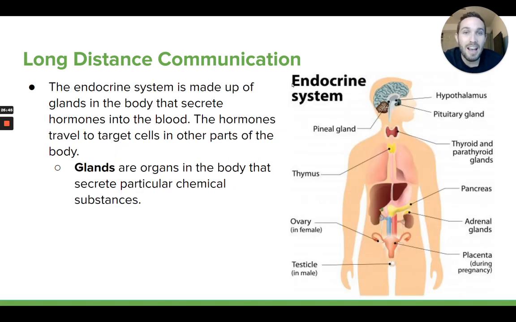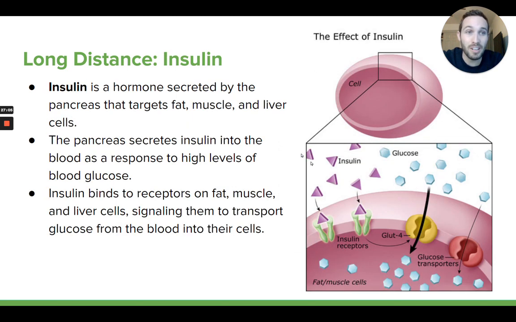You guys have a whole body system actually dedicated to long distance cell communication. It's called the endocrine system, which is made up of these different glands in your body. And these different glands are where certain hormones are being produced. So these glands produce hormones and release them into your blood that then affect different organs and body tissues in your guys' cells.